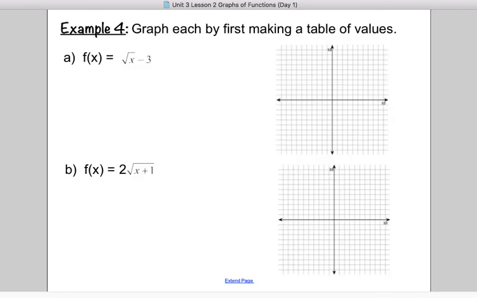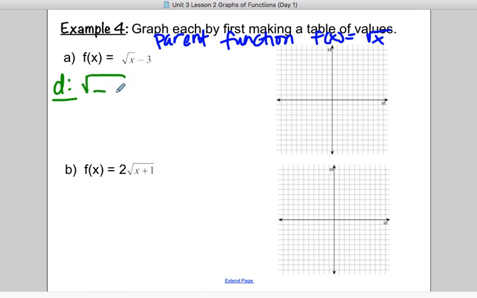All right, example 4. Graph each by first making a table of values. So for these, the parent function from our very first page is f of x equals the square root of x. Okay? And what helps us come up with our table for this one is the domain. Remember, domain of square roots is you take what's underneath the radical, okay, this part, and say it has to be greater than or equal to 0. Okay, that's the part you want to use.